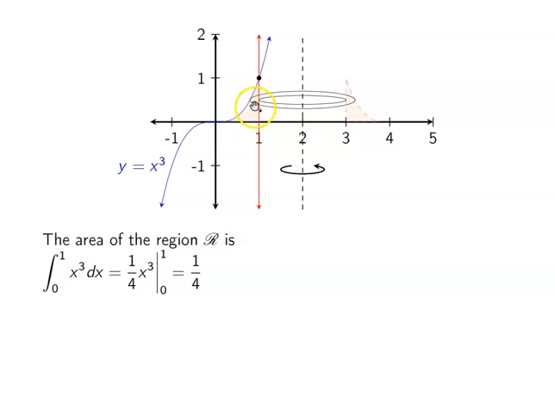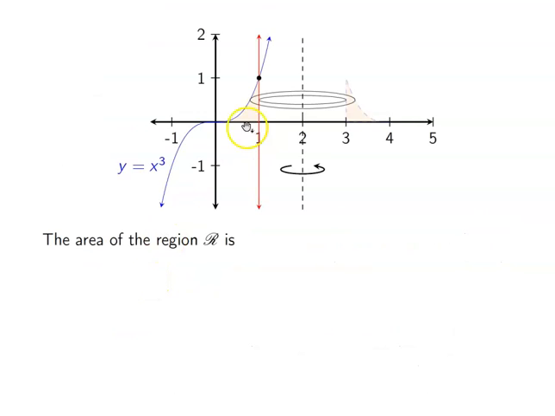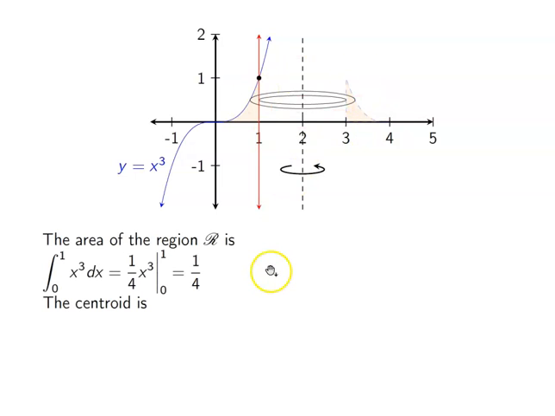Now I have to find the centroid, right? So I find the area, and I find the centroid. If R is rotated about the line L, then the volume of the resulting solid is the area of R times the distance traveled by the centroid of R. So I've got to find the centroid and find the distance it travels by being rotated about this line.